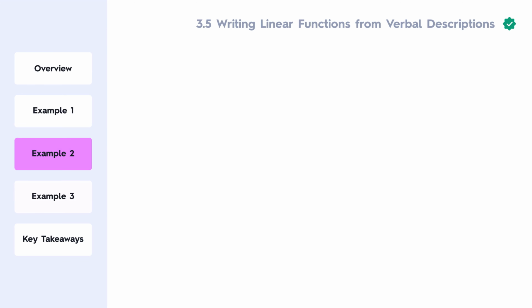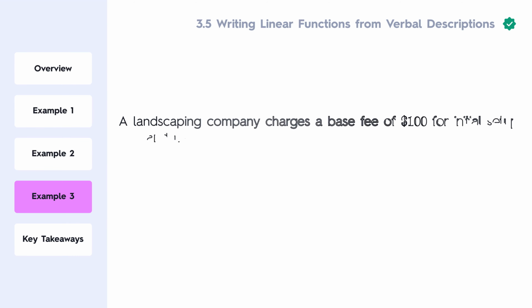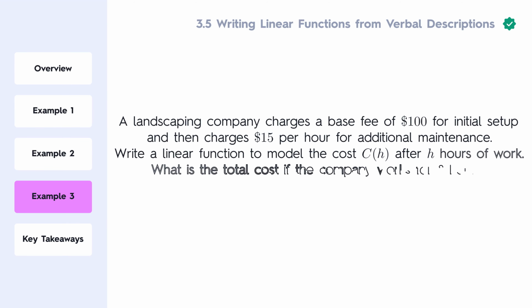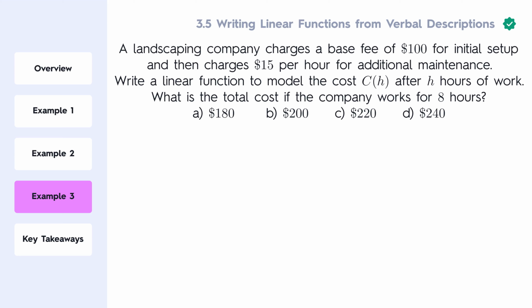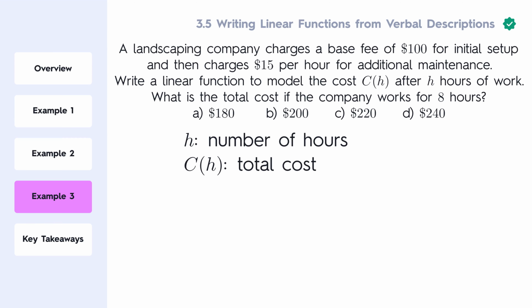For our final example, let's solve a problem similar to what you might see on the test. A landscaping company charges a base fee of $100 for the initial setup and then charges $15 per hour for additional maintenance. We'll write a linear function to model the total cost based on the hours worked and find out how much you'll pay after 8 hours of work. Just like before, let's define the variables. H represents the number of hours worked and C of H represents the total cost after H hours. Our goal is to create a function that gives the total cost based on the number of hours worked and then calculate it for 8 hours.